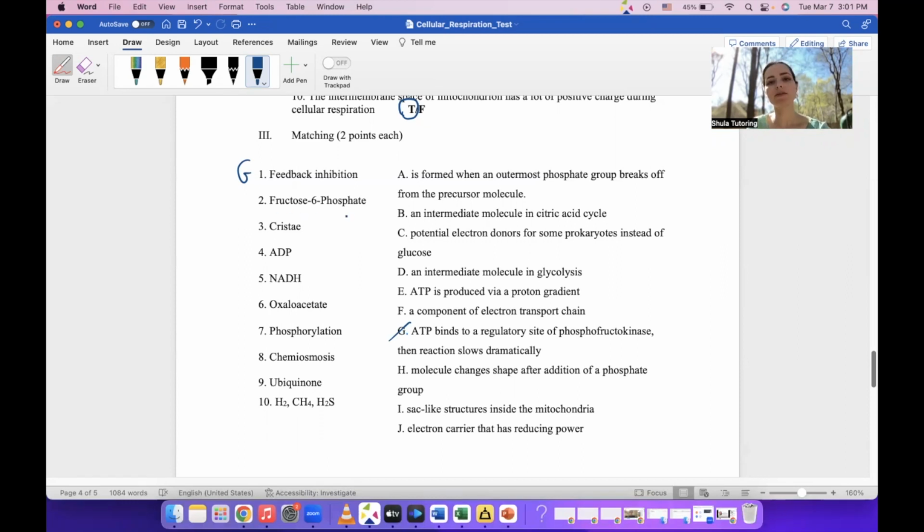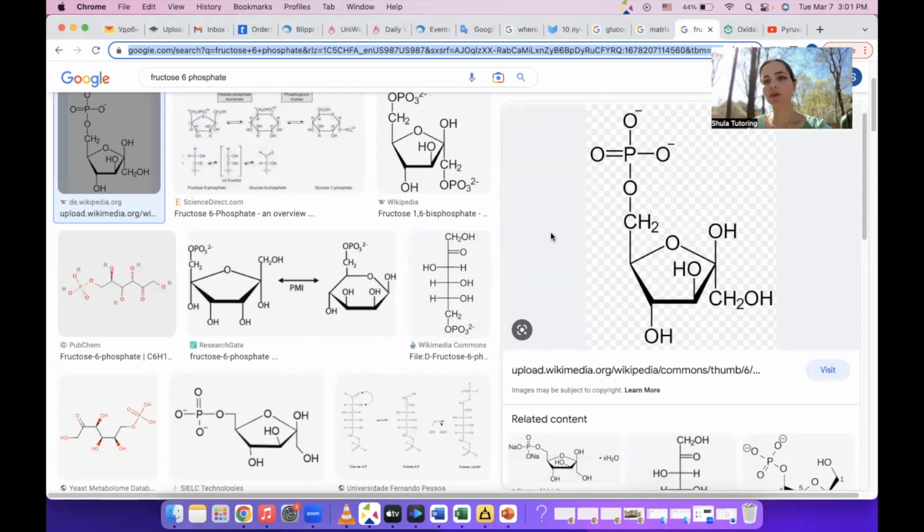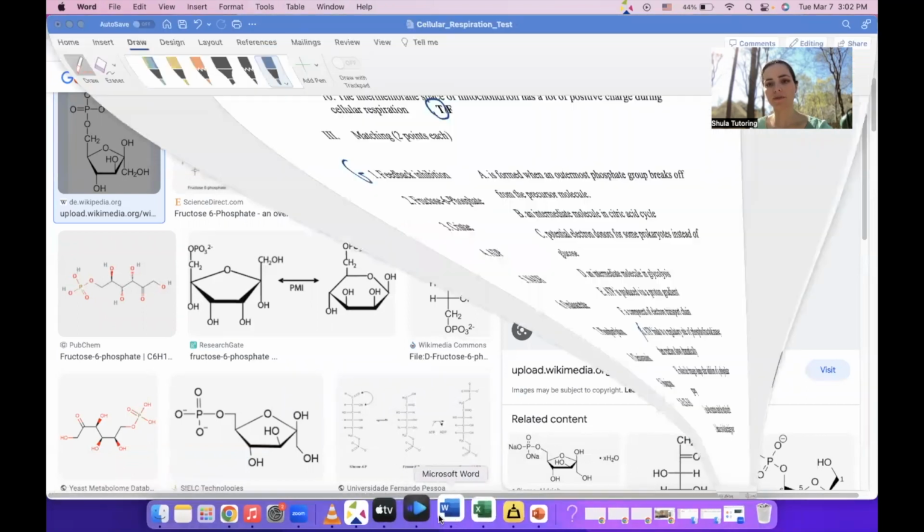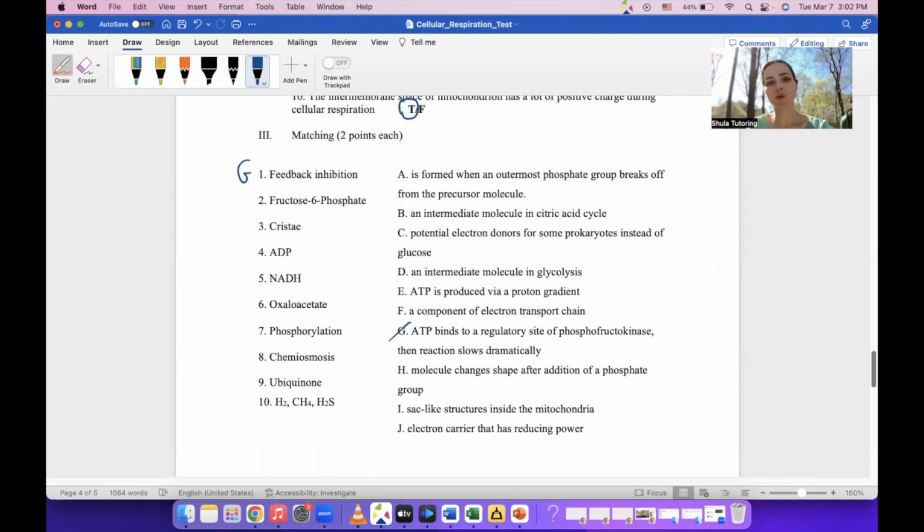Fructose 6-phosphate. So fructose is a 6-carbon sugar, right? So let's look at fructose. I'll just do a quick Google search. So that's fructose. If you look at it, it's very similar to glucose. And because it's very similar to glucose, it must be some molecule that is part of initial processing of glucose, right? So it's part of glycolysis. Let's see, and it fits choice D, right? An intermediate molecule of glycolysis.